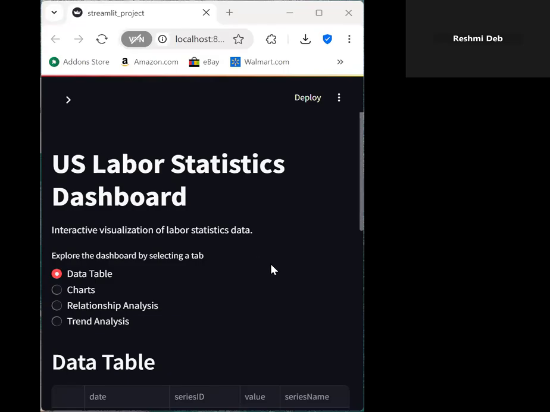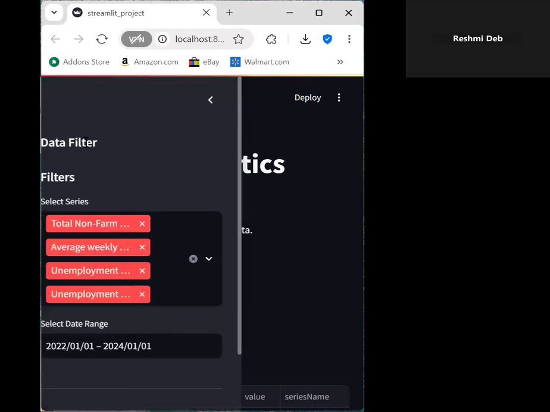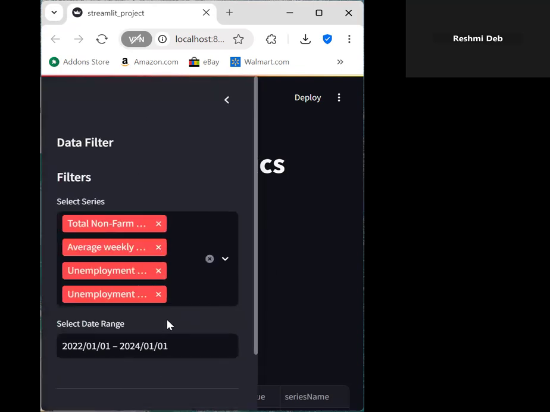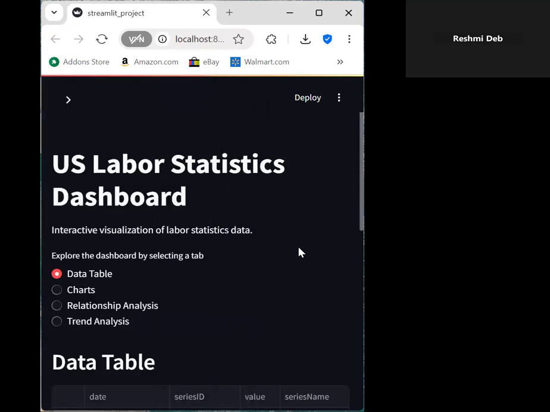Hi, so today we will be discussing a dashboard which I created on Streamlit for my project. In this dashboard, I have used US labor statistics data. The key features that I have used in this dashboard are time series data analysis, interactive charts, and filters for user engagement. These filters can be used for selecting the date and series by the users according to their interest, and the correlation analysis and trend analysis for forecasting.